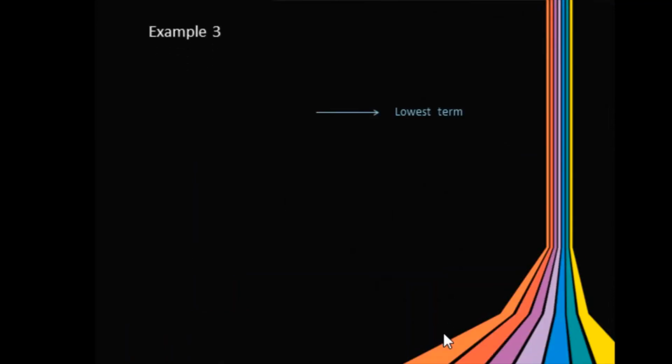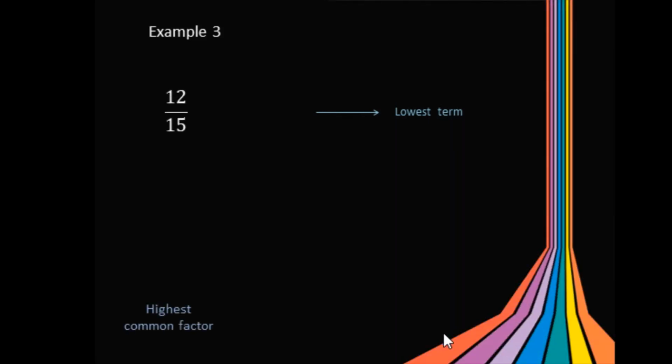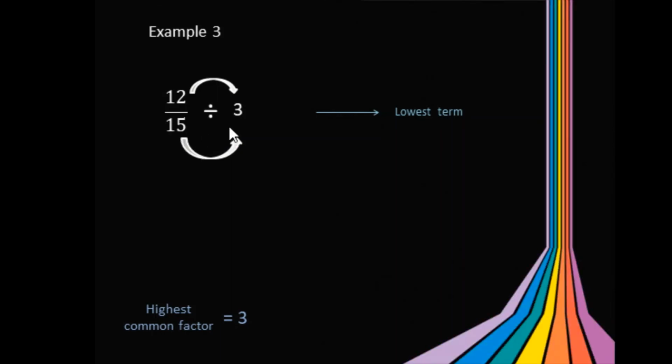Let's have example number 3. 12/15. Let's find the highest common factor since it's a bigger fraction this time. So what's our highest common factor? We can have 3. So we divide 12 divided by 3 and 15 divided by 3. 12 divided by 3 is equal to 4, and 15 divided by 3 is 5.